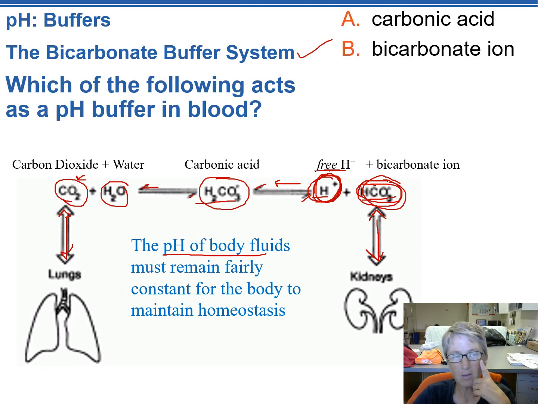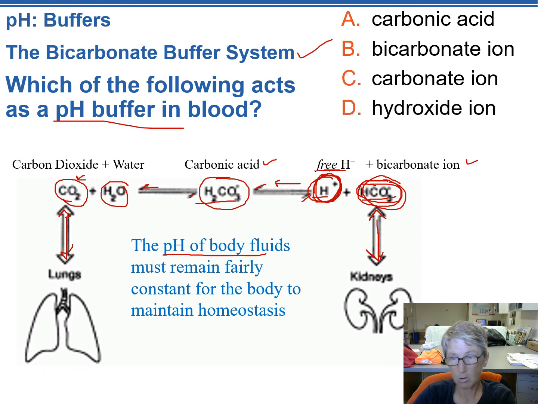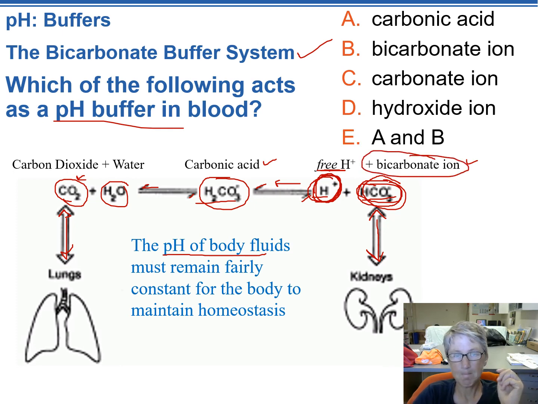So which of the following acts as a pH buffer in blood? Carbonic acid, this guy, bicarbonate ion, there is no carbonate ion in this cartoon, and the hydroxide ion, there is no hydroxide ion in this cartoon. So the answer is bicarbonate ion. Well, technically it's bicarbonate ion, but it could also be carbonic acid. So sometimes, depending on the book, they'll call it the carbonic acid bicarb buffer system. Other books will call it the bicarbonate buffer system.